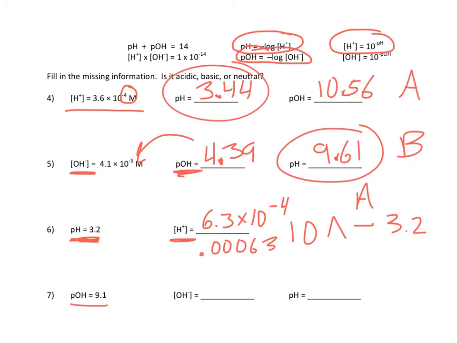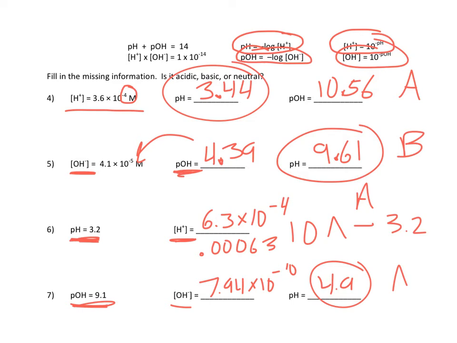And lastly, here's pOH. To find OH, you use this equation. Notice a lot of them are very similar. So 10 to the negative 9.1, and I get 7.94 times 10 to the negative 10. The pH I can get because I know it has to add up to 14. So this will be 4.9, which is acidic.